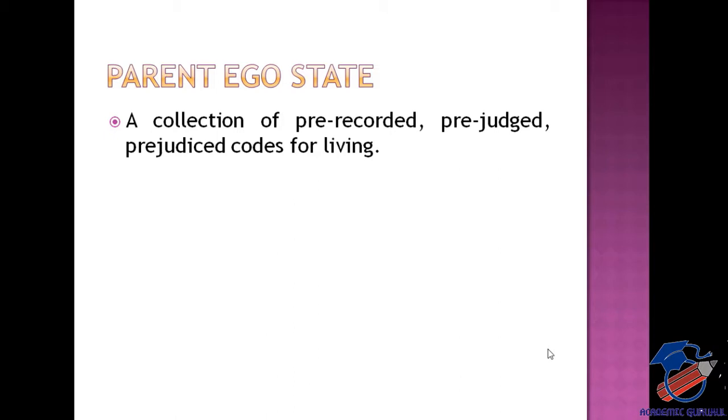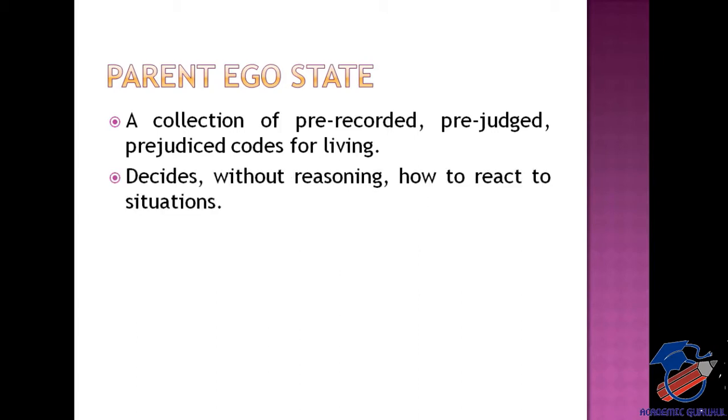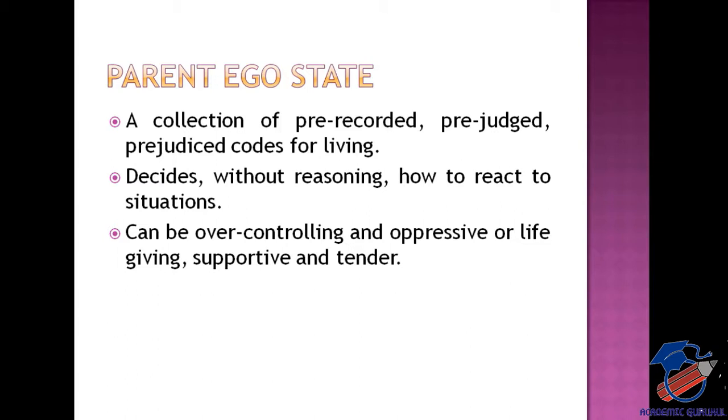So parent ego state is collection of pre-recorded, prejudged prejudices, codes for living. These are having some codes that we believe we should have. As we grow, we adopt ideas, beliefs, feelings, behavior from our parents, and all these things become integral part of personality of a person. So this ego state, this part of personality decides without reasoning how to react in situation, because it follows some pre-recorded codes. It does not take into consideration the fact, but it decides without reasoning on reacting on certain situation.